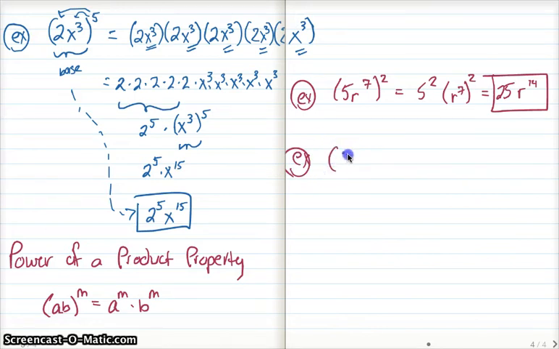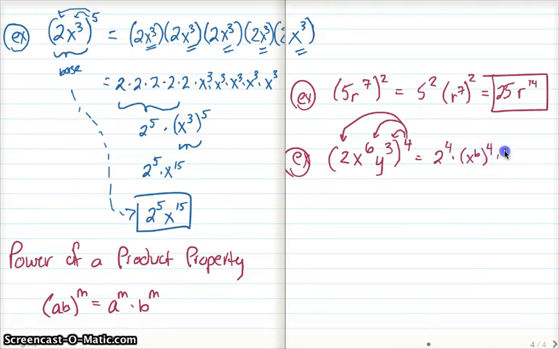Okay, let's look at another one. This one's fun. 2x to the 6th, y cubed to the 4th. This is all just manipulation, and it's getting you used to this kind of manipulation. So we're just doing a lot of practice. So here I have 3 terms being multiplied together. I have 2 times x to the 6th times y cubed. So again, I'm going to give this exponent of 4 to each of the values on the inside of the parentheses, and this is equal to 2 to the 4th times x to the 6th to the 4th times y cubed to the 4th power.